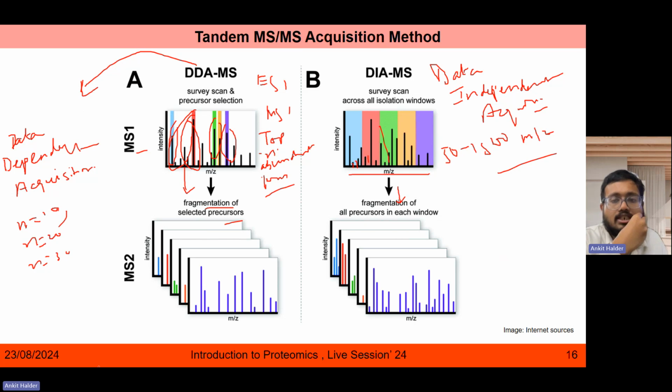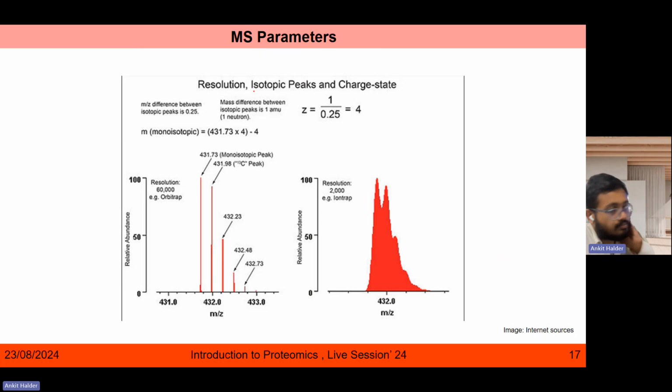So what this does is that if you are doing this particular kind of fragmentation, you are not depending on your particular knowledge of your intensity, and you are just going through by fragmenting the entire window. So that's what gives the name data independent acquisition, and the data dependent acquisition.